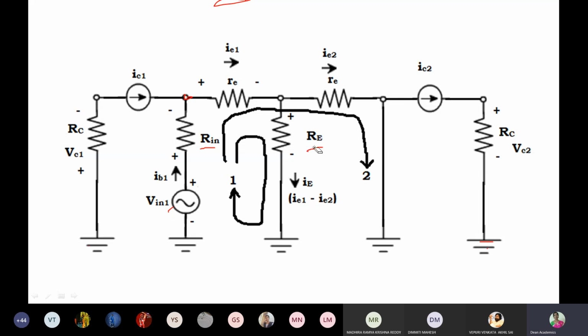So loop 1 and loop 2 you have identified. Are you able to follow what is loop 1? This is loop 1 as I have indicated here, and this is loop 2. Now let us write KVL to loop 1 and after that KVL to loop 2. If we have two equations and two unknowns, we can use Cramer's rule and derive expressions for IE1 and IE2.